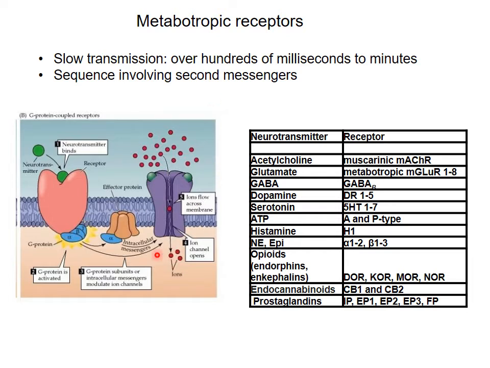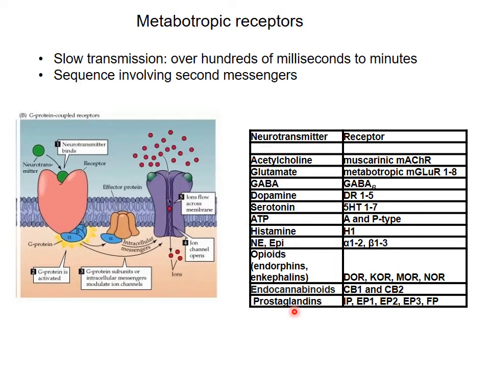In either case, this involves a sequence of several events, so this takes time, and this is why the metabotropic receptors are working on much slower time scales. It takes hundreds of milliseconds to minutes to activate, but also, as you will see soon, the effect of activation of metabotropic receptors lasts much longer. It can be visible much longer. Which receptors are we talking about?